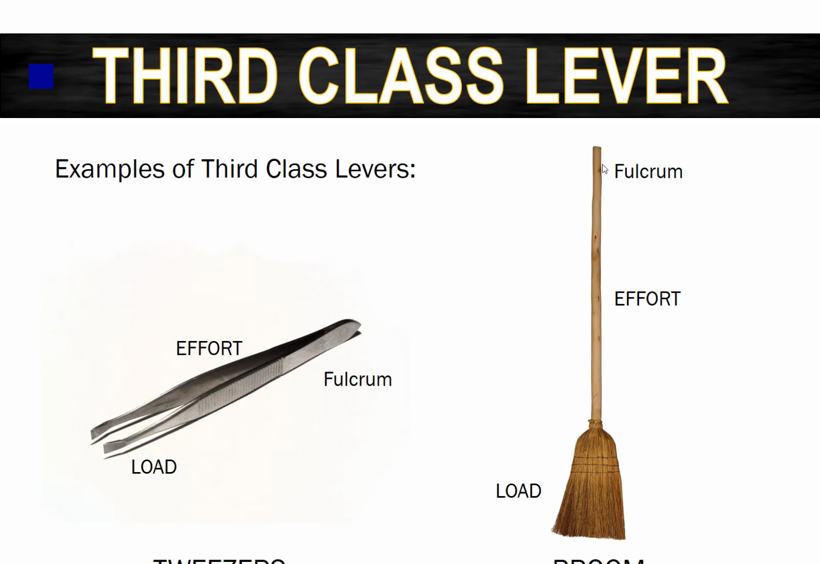And then the broom. The fulcrum is up at the top of the broom. I'll show you this in class, but the hand that you put at the top of the broom helps create a fulcrum. And then your effort, you're pushing the broom in the middle, and then our work is being done down here at the end of the broom. So this is a third class lever.